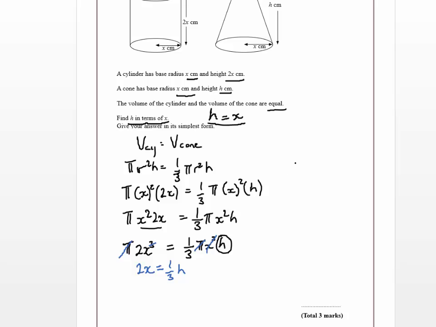Let's rewrite that now. I'll do it up here. We've got 1/3 h is equal to 2x. What would I need to do to get rid of the 1/3? I need to multiply both sides by 3. So that's just going to leave me with h is equal to 6x. And that is your final answer.